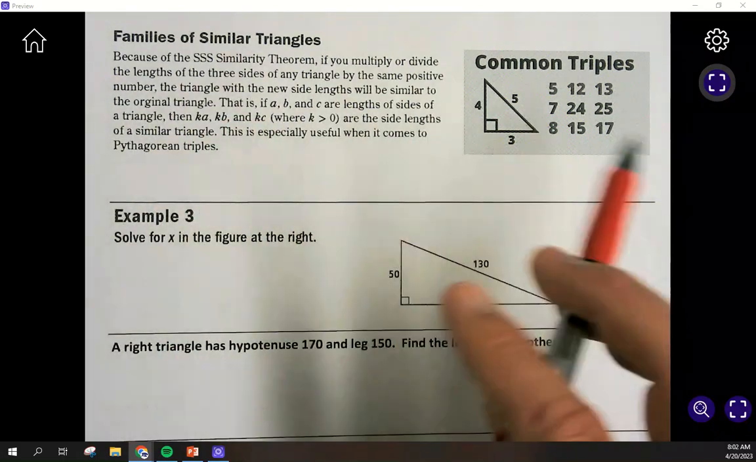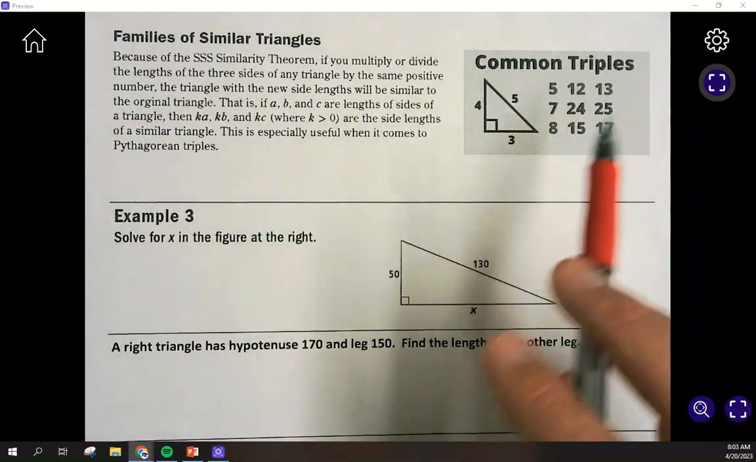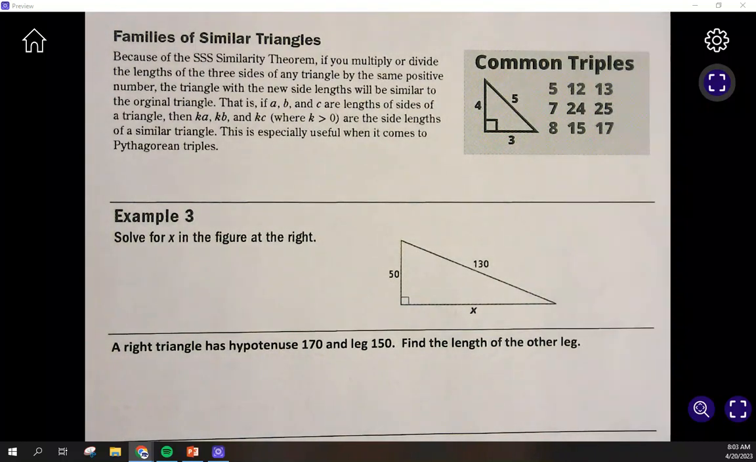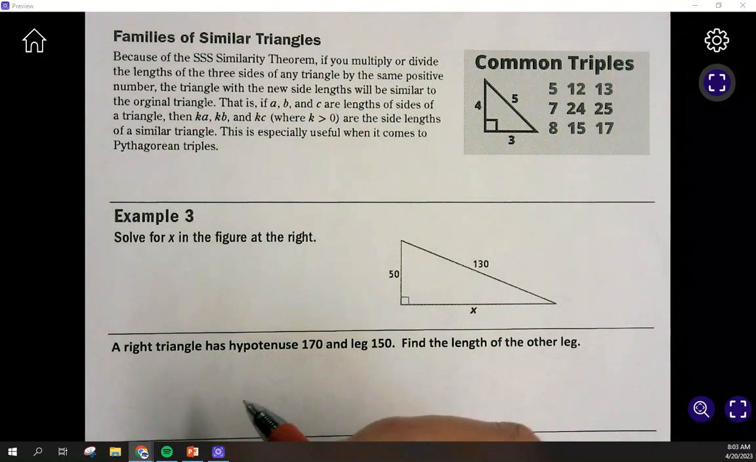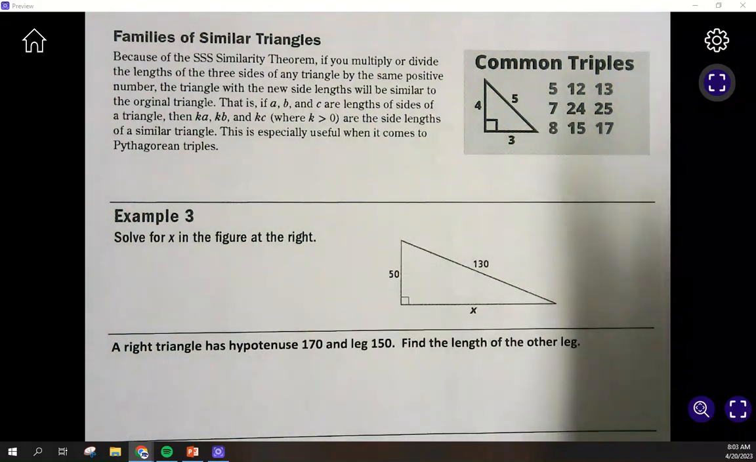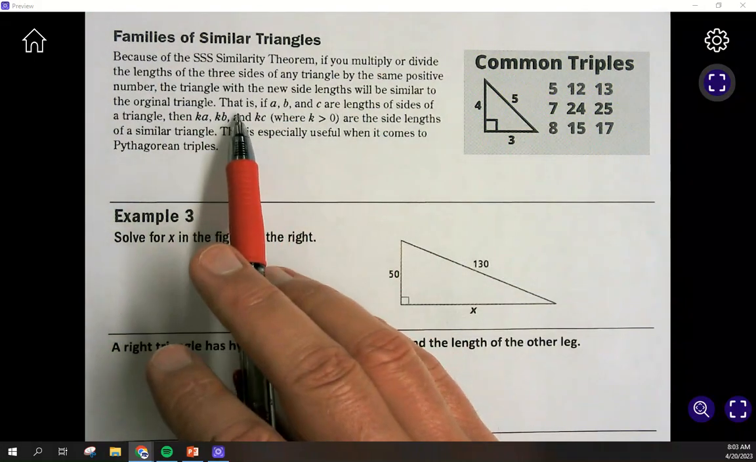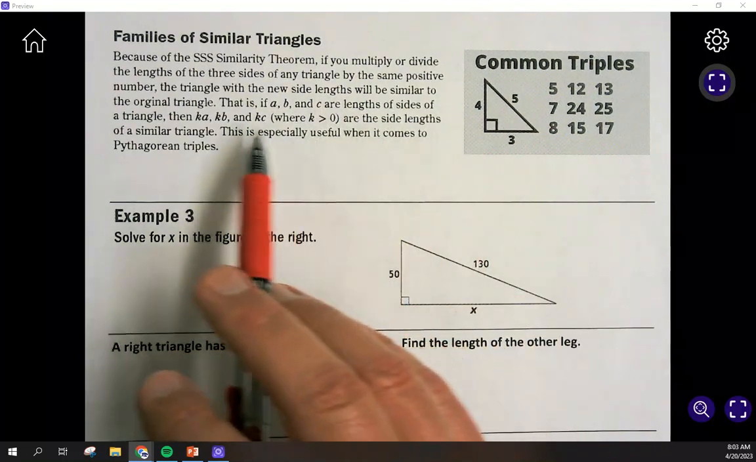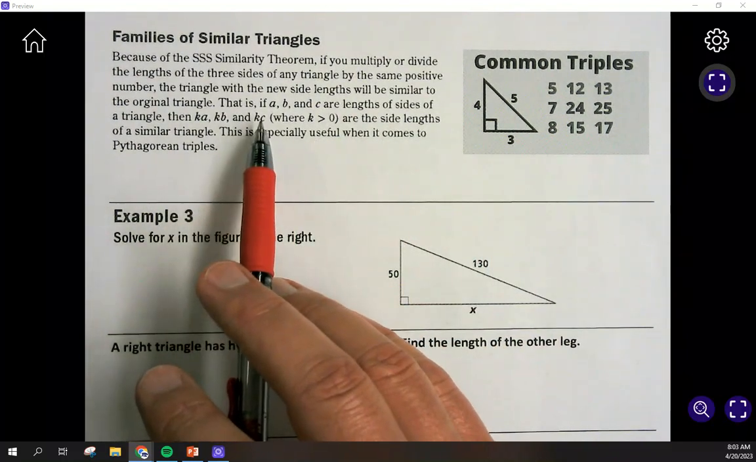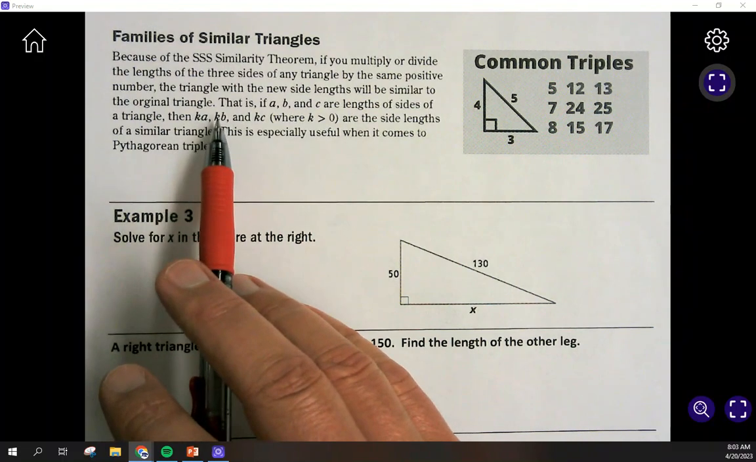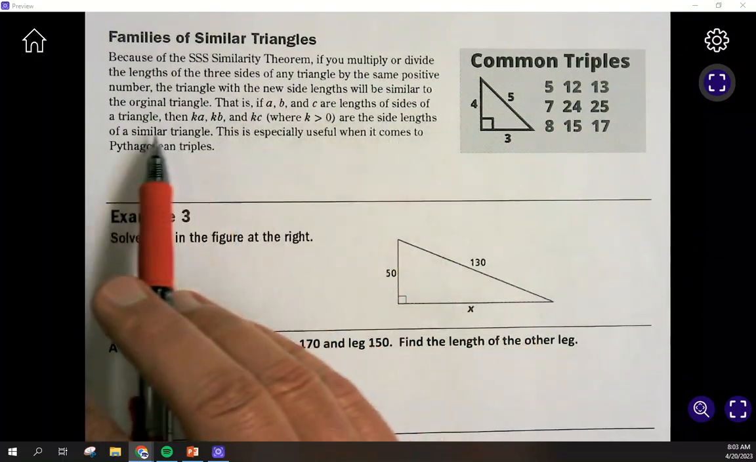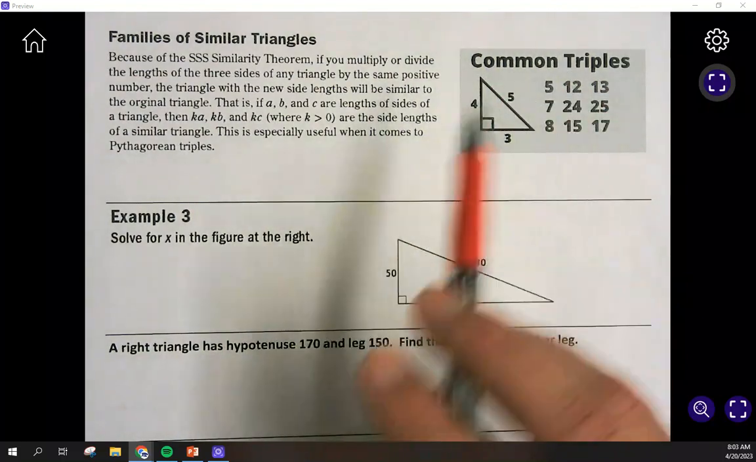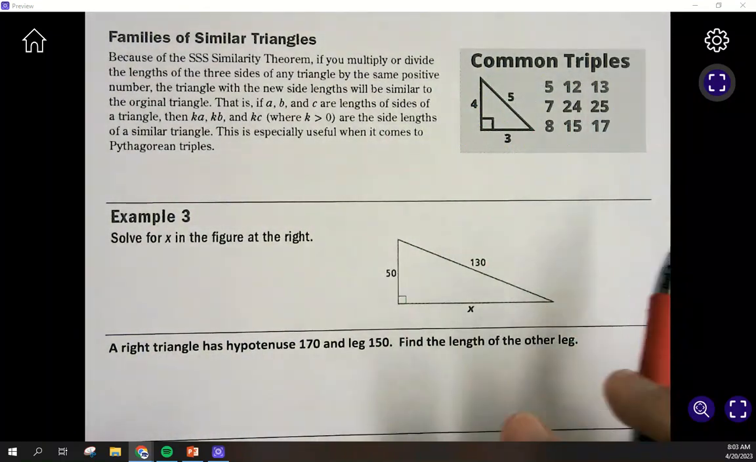That just means that even if they're not these special numbers here, if I have the three side lengths and I multiply them all by the same number, that new, bigger triangle is going to be similar. It's just an enlargement of the original. So in math terms, they say A, B, and C are the lengths of the sides. I'm multiplying them all by the same thing. So K is a number that I'm multiplying all of them by. That's going to create the side lengths of a similar triangle. Now, this is especially true. What we're going to focus on here are these special common triples.